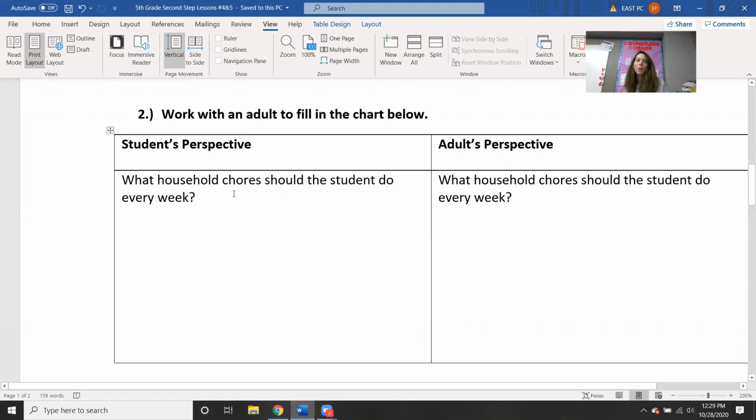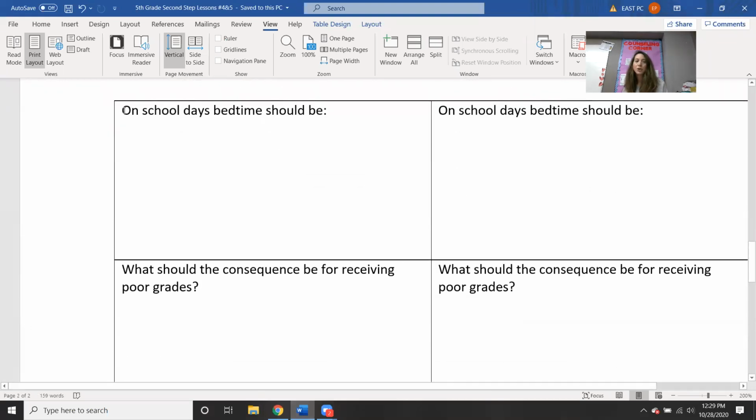So here's the questions. What household chores should the student do every week? So maybe the student thinks, I don't have to do anything because I just need to do my homework and study. And then maybe the adult thinks, well, I think they could help with washing the dishes and sweeping the floor, and they might have some ideas. So talk it over with them. Here's your next question. On school days, bedtime should be, and maybe the student is thinking, anytime I want. And maybe the adult thinks, 8:30, you need to be in bed sleeping, right? And again, this will be a good conversation. You can talk it over with them, understand why they think the way they think.